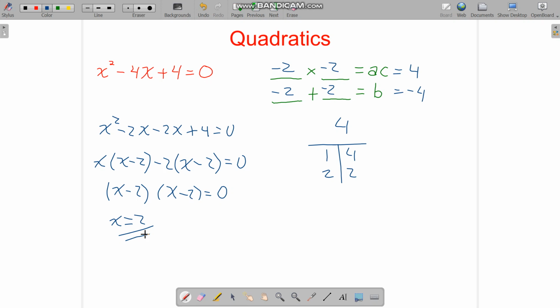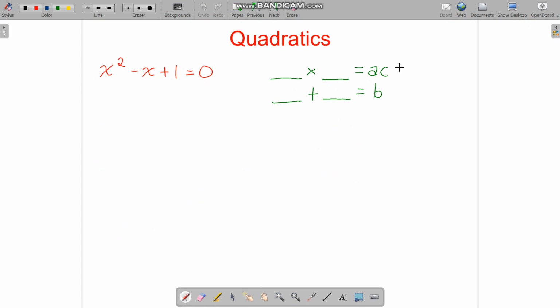One solution this time. And here, if you try to factorize, AC is 1, B is minus 1. The factors of 1 can only be 1 times 1. And this means it is impossible to factorize this. So we cannot do it this way. Not possible to factorize.